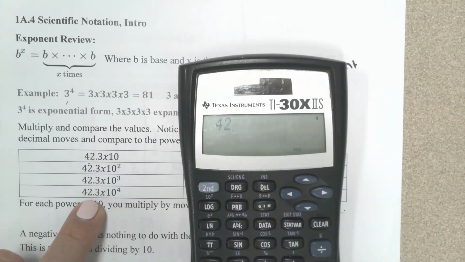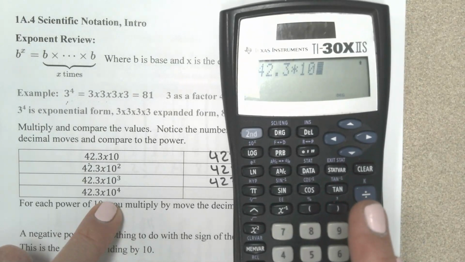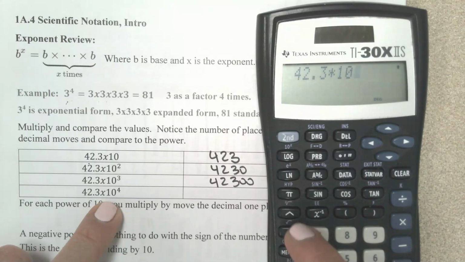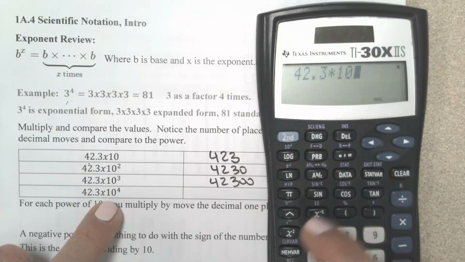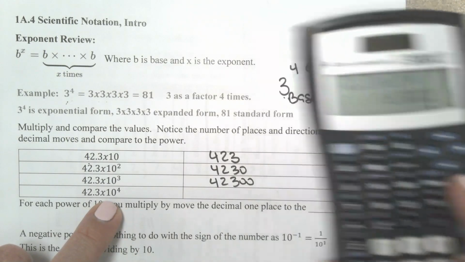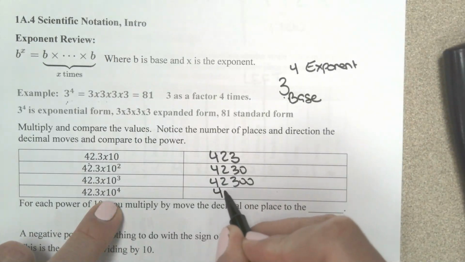If you wanted to start from scratch, you're taking 42.3 times 10 raised to the 4th power. So I'm going to hit the caret key and a 4, and I get more zeros.